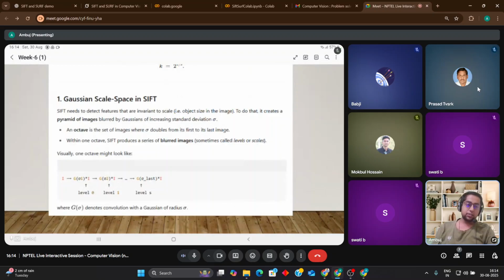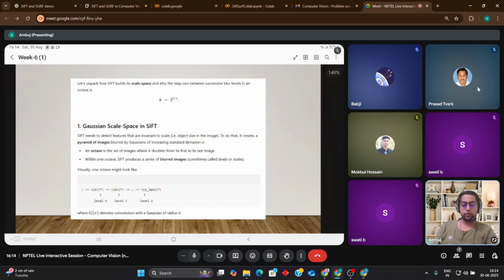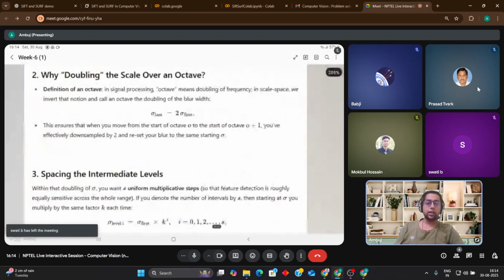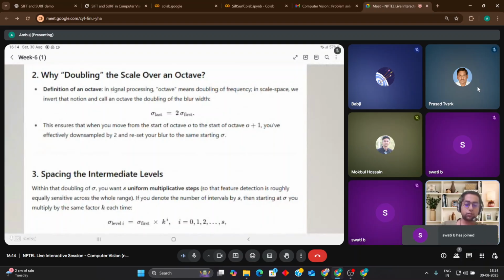Usually, how you are seeing this one octave, it might look like this format, in which level 0, level 1, and level S, all the levels have been shown here. Doubling the scale over an octave: in signal processing, octave means doubling of frequency. In the scale space, we invert that notion and call an octave the doubling of blur width, sigma last equal to 2 times sigma first.